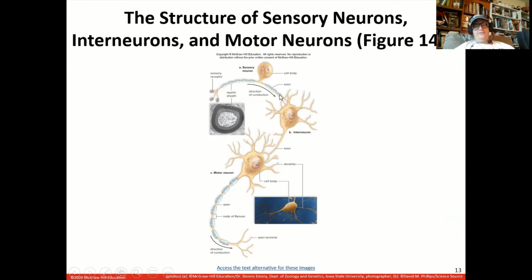We have the end of the axon coming very close to, actually not touching, the dendrite. This is called a synapse. When it wants to send a signal from this nerve to this nerve, it releases little chemicals into the space between the two. Those little chemicals are what we call neurotransmitters.